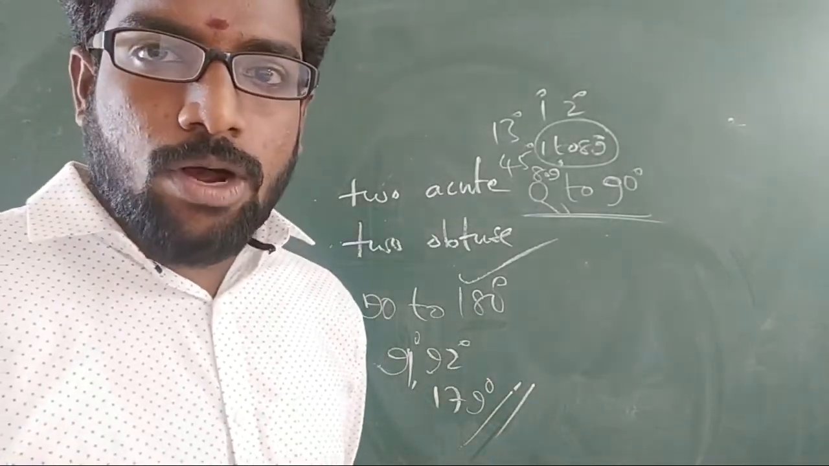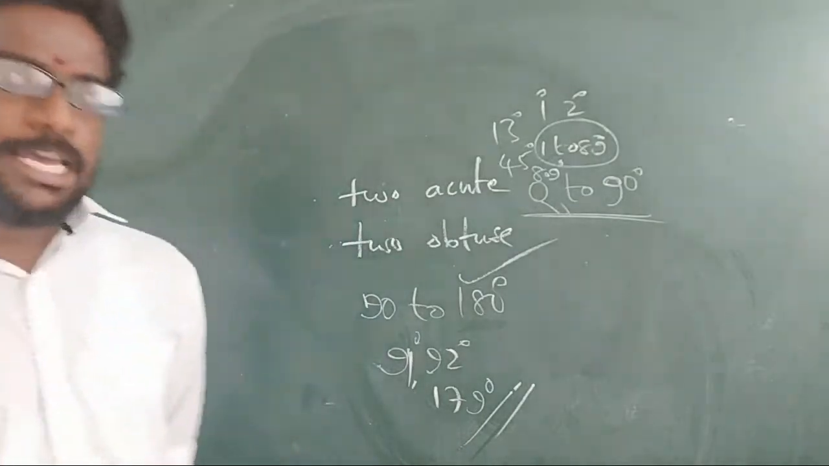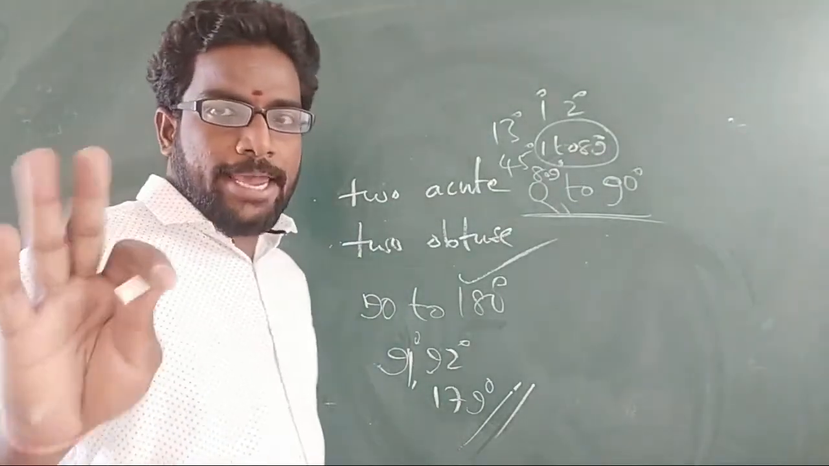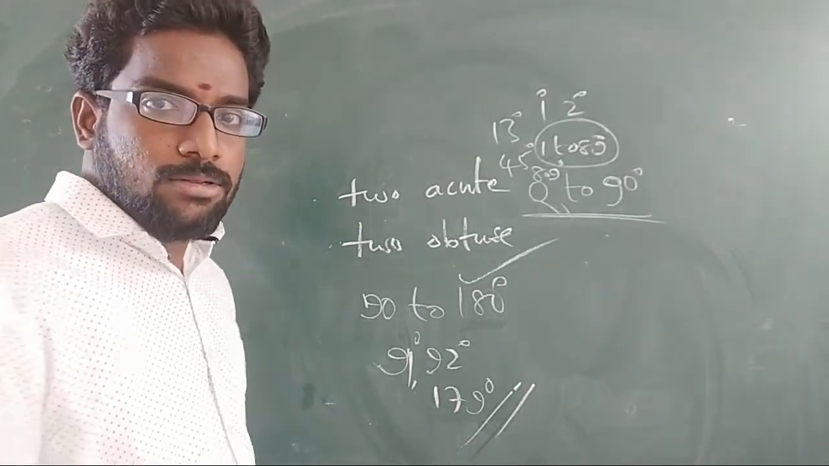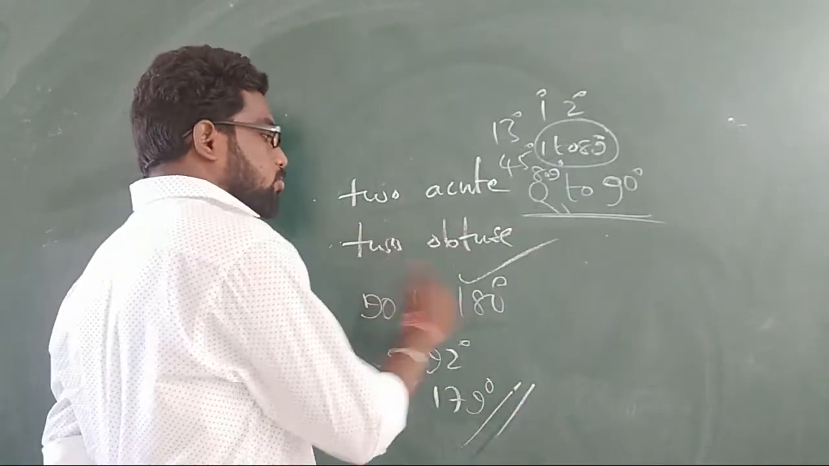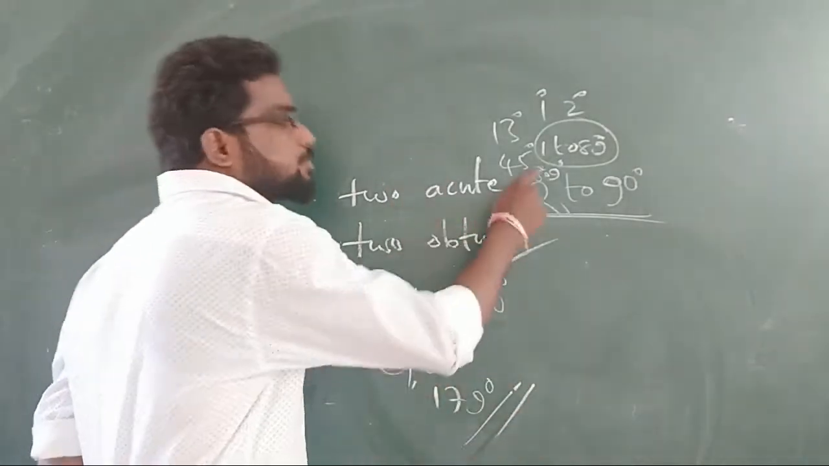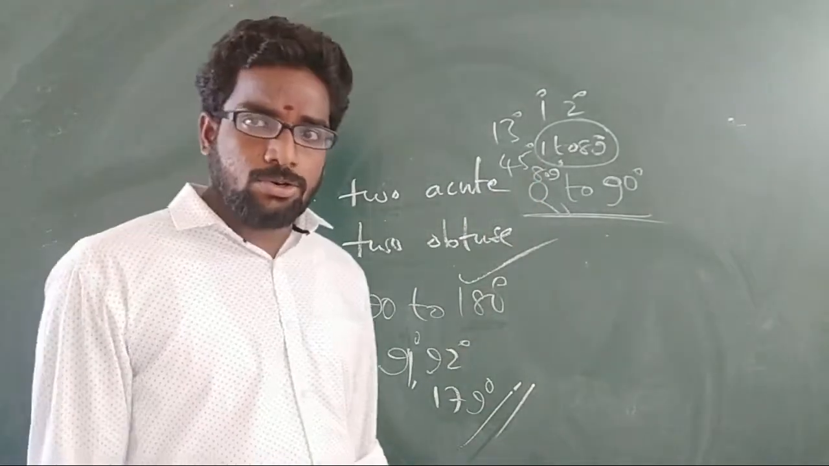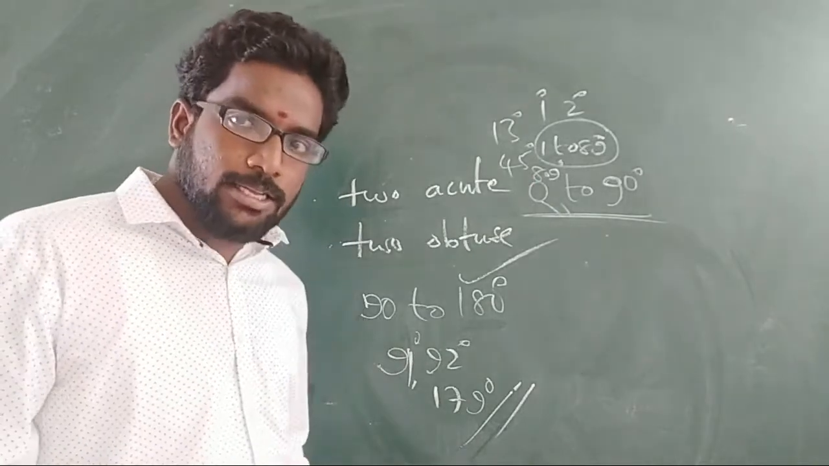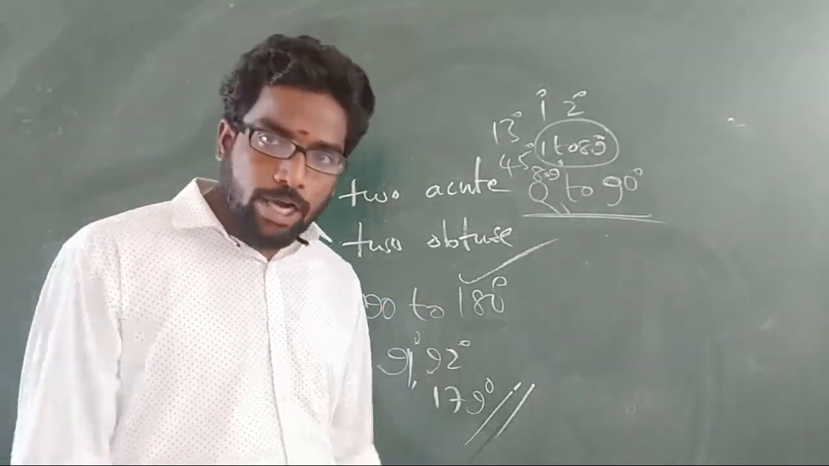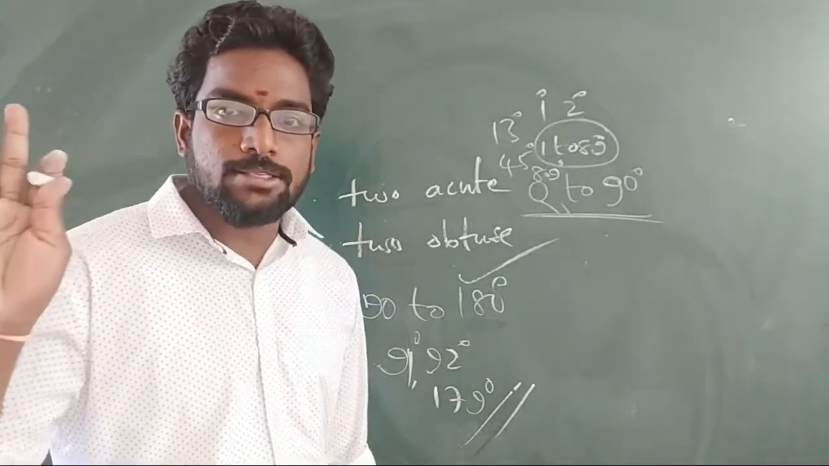I didn't understand what you are telling. Can I repeat it again? What I am saying is that you have to draw two angles of your choice. You have to draw two acute angles and two obtuse angles. Acute angles you already know lie between 0 to 90. You can take 1 degree, 10 degree, 45 degrees, no problem. Of your choice, you have to draw two angles.